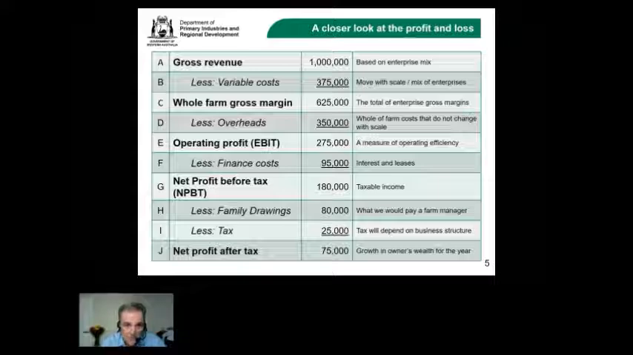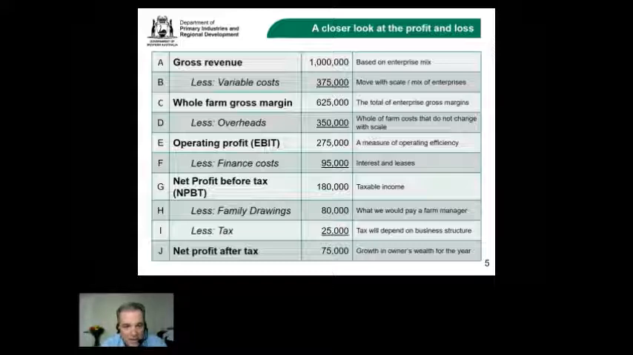Tax is dependent upon your tax structure and tax rates, finance costs on interest rates and bank margins and things like that. So operating profit, EBIT, is often seen as a good way of measuring how well the current management of the farm is managing the farm. Then we take off our finance costs, which could be lease and interest payments, and we end up with net profit before tax, in this case 180.